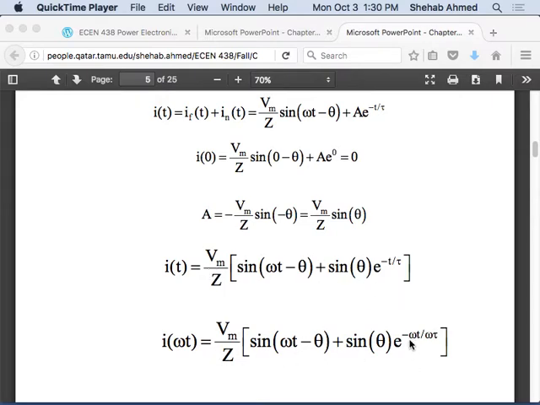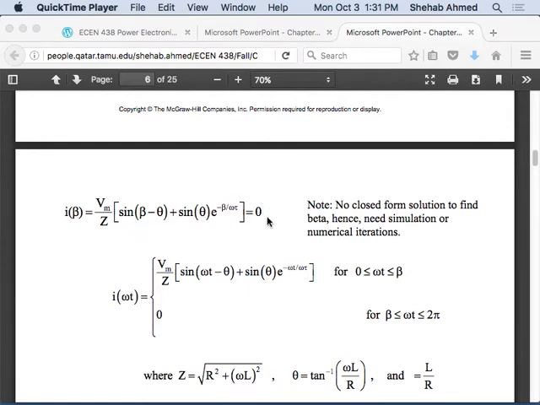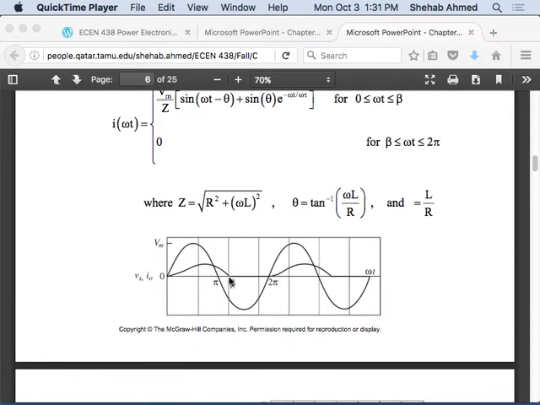So this is the equation for current. Now, what is my objective? I want to find beta. I want to find where my current becomes zero, called the extinction angle. How do I find that? I know that I of beta is also zero.